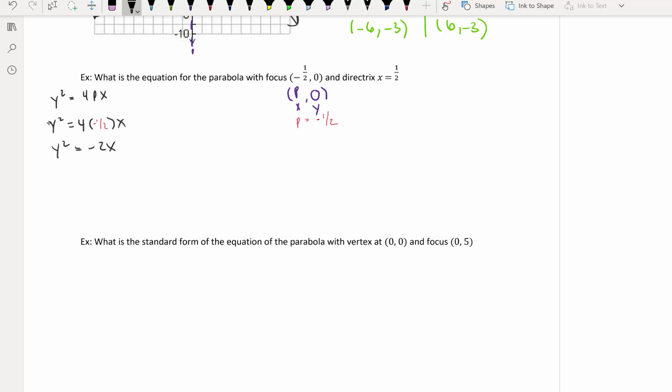So now I know that my equation is y squared is equal to negative 2x. The directrix at x is equal to 1/2, that's just more information. Remember that it's just going to be a negative p-value. So a negative 1/2 just tells us that the p-value is a negative 1/2. Okay? So we could have done this equation just using the focus, which we did.